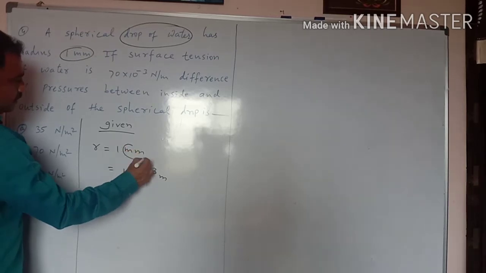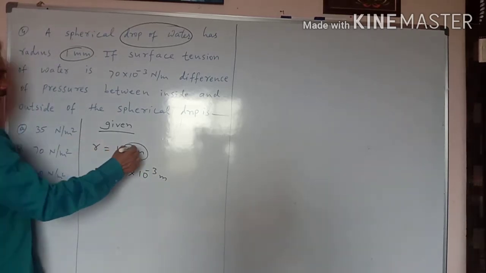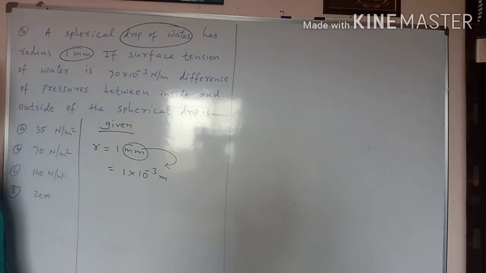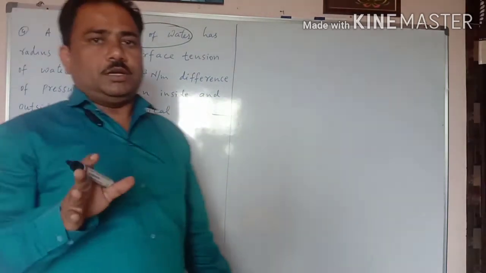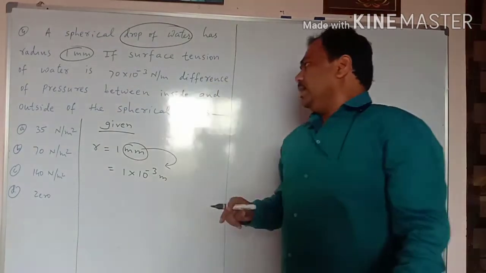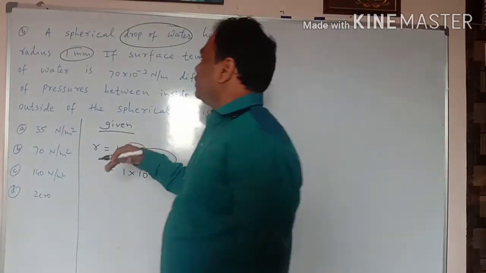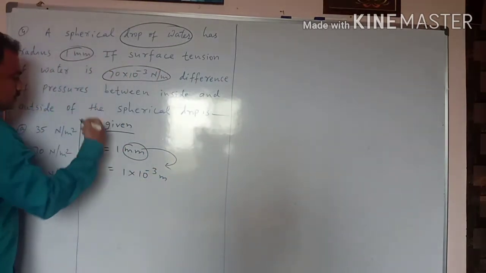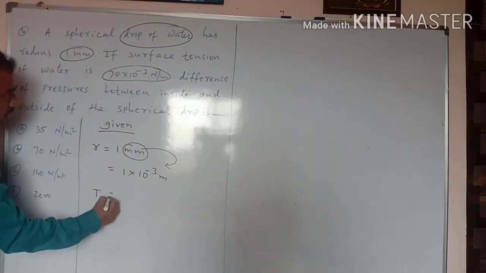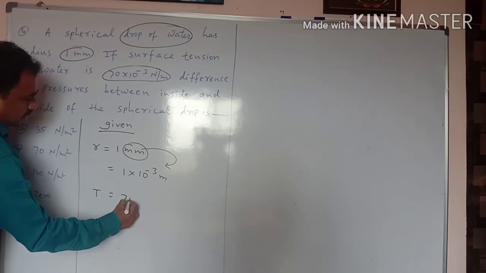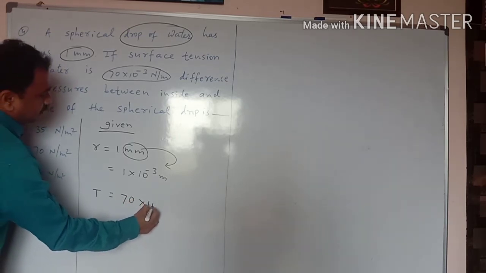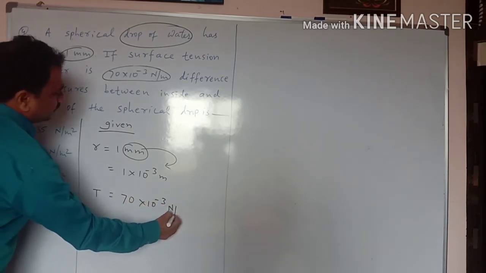Millimeter stands for what? 10 to the power minus 3. So instead we should put 10 to the power minus 3. Now see here, this is the given. Then again, the surface tension of water is also given here. So surface tension capital T is 70 into 10 to the power minus 3 Newton per meter.